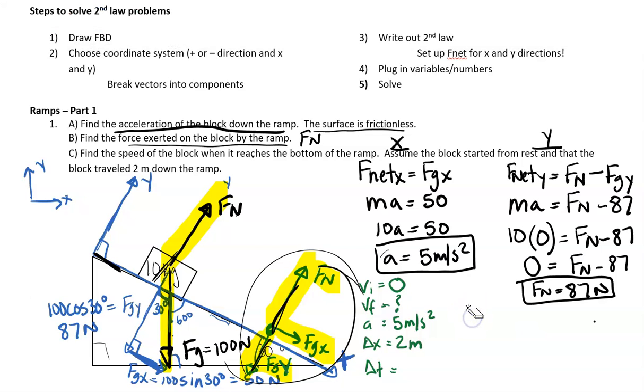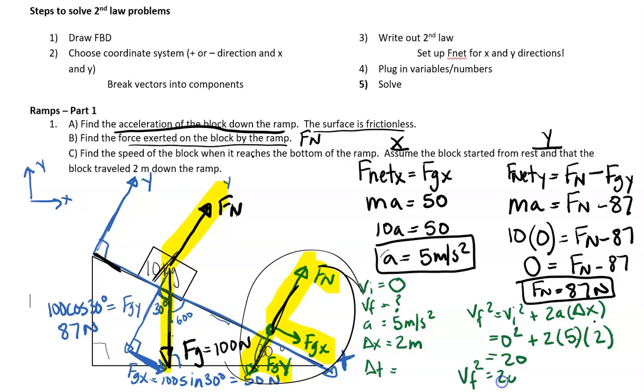So what is it going to be? VF squared equals VI squared plus 2A delta x. So we have 0 squared plus 2, A is 5, delta x is 2. So this is going to be 20. And then VF squared is 20. So VF is going to be what? Square root of 20, which is about 4.47 meters per second. And that is our answer for C.